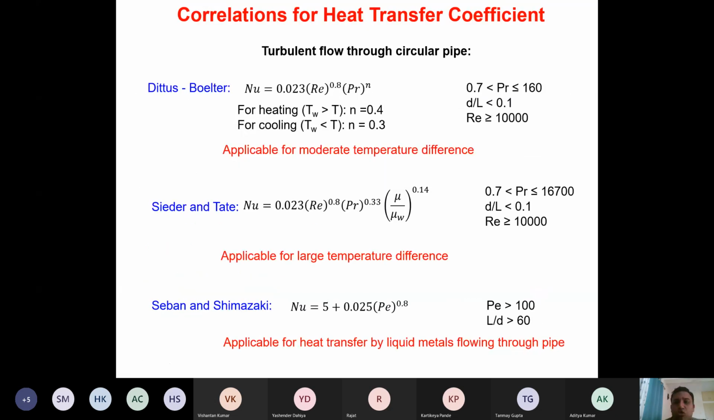In a turbulent flow through a circular pipe, the correlation which is used is the Dittus-Boelter equation, and this is one of the most famous expressions. Everywhere people use this Dittus-Boelter equation.